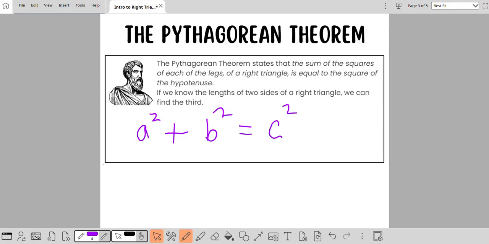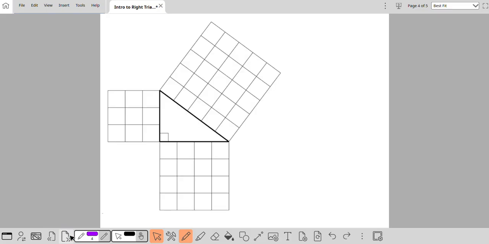So again, if you just take what they say to you, the sum of the squares of each of the legs, that is one part, which we did here, of a right triangle is equal to, well, that's right there, the square of the hypotenuse, that was our third piece, is right there. So if you remember to read carefully and break things down into little pieces, you can figure things out like that as well. All right, let's go on to the next page.